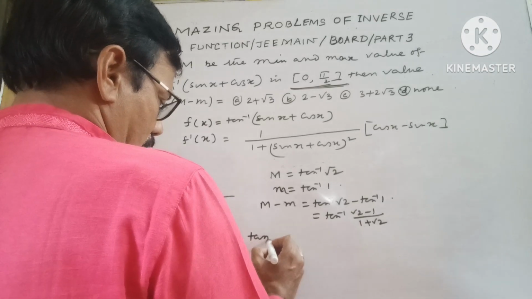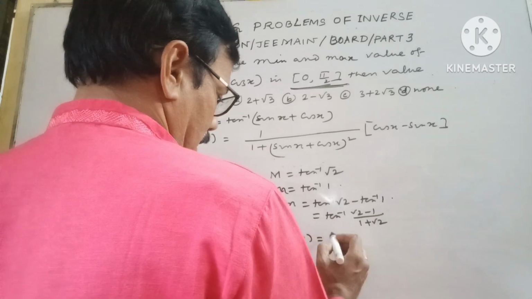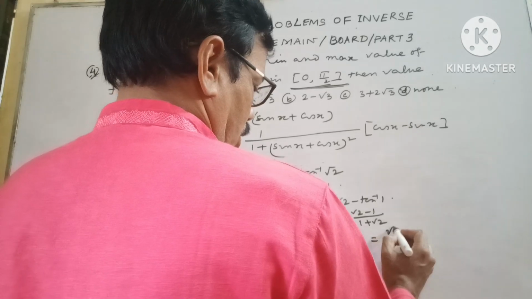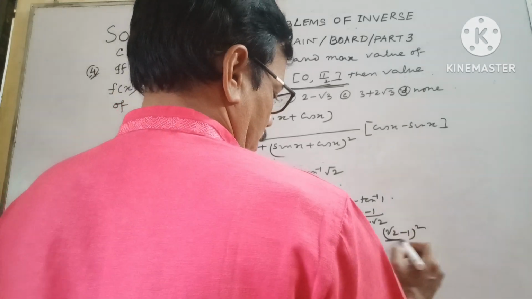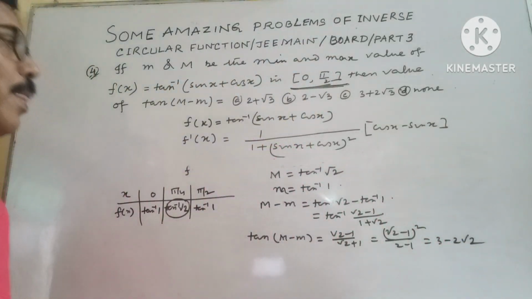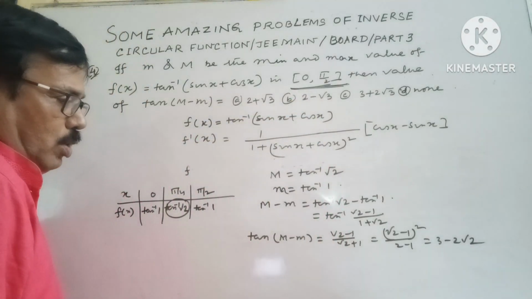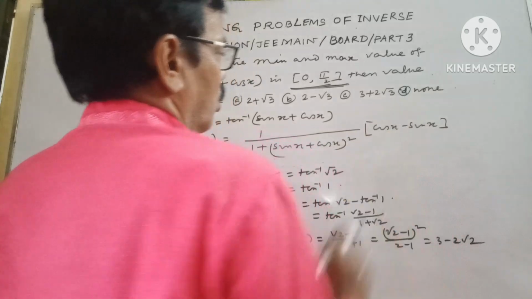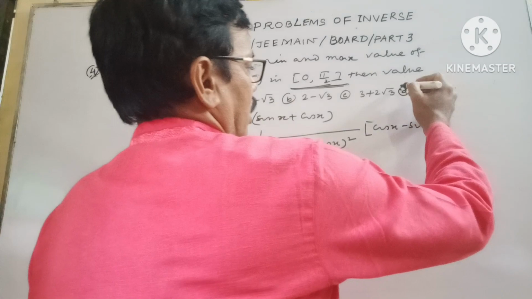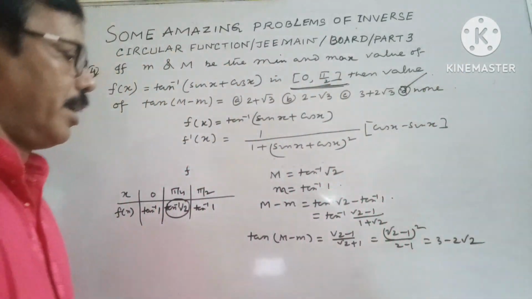So our aim is to find tan(M - m). So this is (root 2 minus 1) by (root 2 plus 1), so (root 2 minus 1) whole square by (2 minus 1), so 3 minus 2 root 2. So the value is 3 minus 2 root 2. This one is 3 plus 2 root 2, so this is not our correct option. 3 minus 2 root 2 will be the correct option.